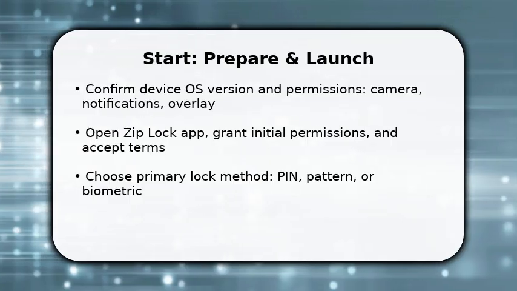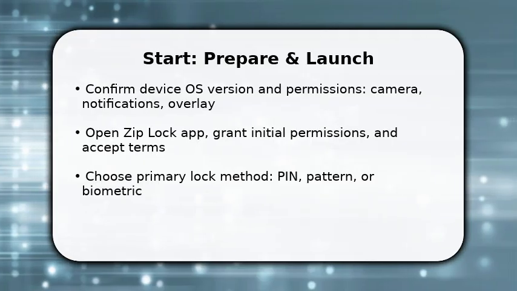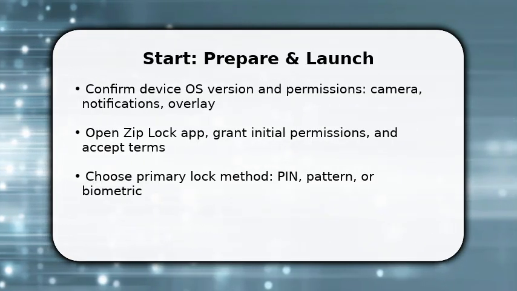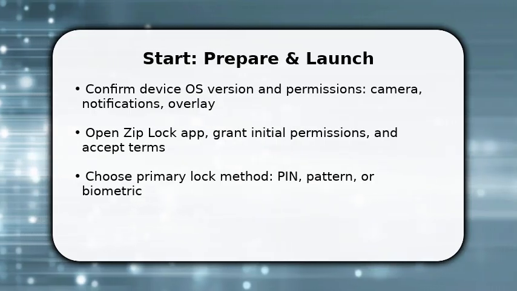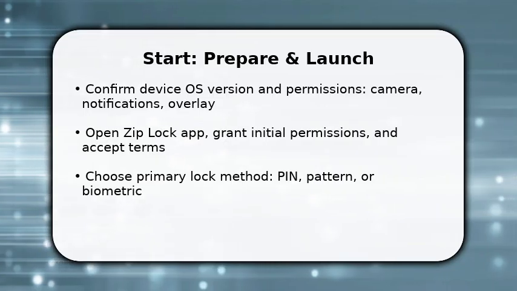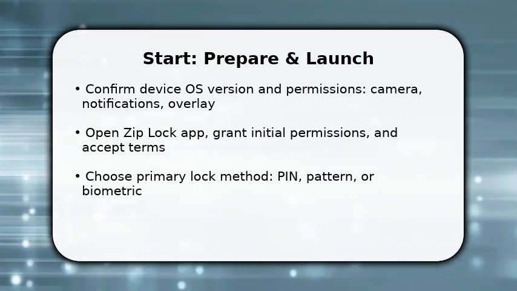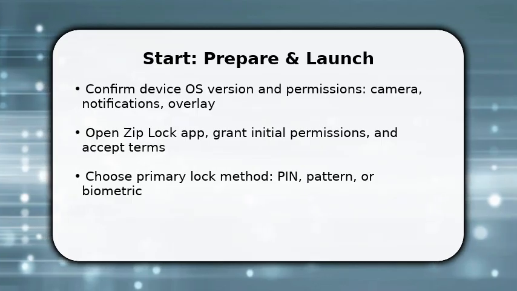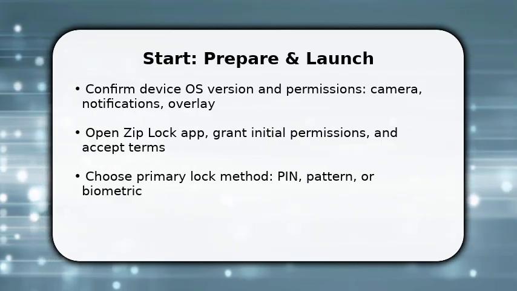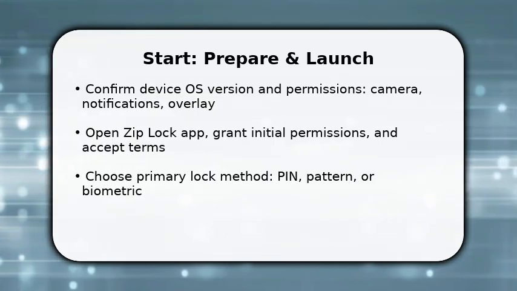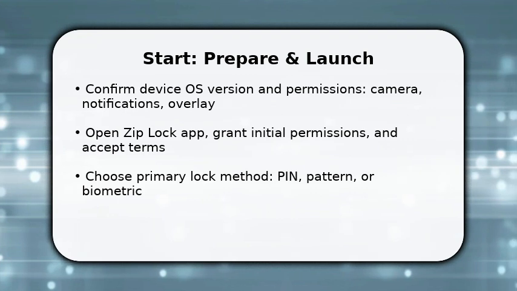You begin by confirming prerequisites. Device OS is supported, and you've enabled camera, notifications, and overlay permissions for the Ziploc app. Once done, open the app and grant the initial prompts so features run in the background. You should then select your primary lock method, PIN, pattern, or biometric, because that choice determines fallback and timeout behavior. Make sure to set a recovery email or PIN now so you don't lock yourself out later.